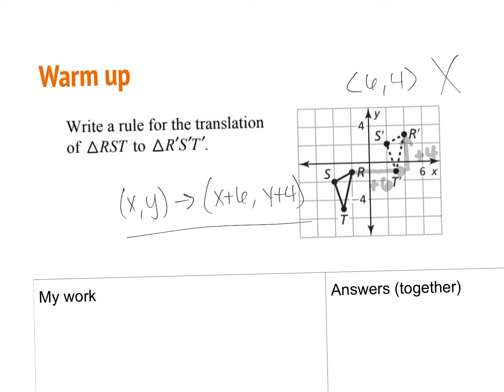Ronnie? It says write a rule. Very good. If it ever says write a rule, it needs to be in rule format. This is the transformation as a rule. What do we call this? Does anyone remember the name of it? It starts with a C.